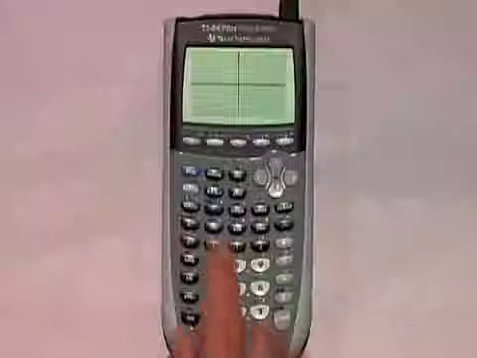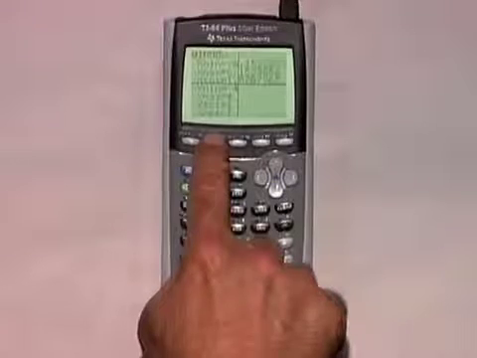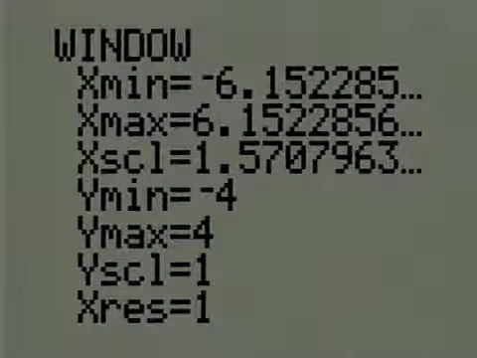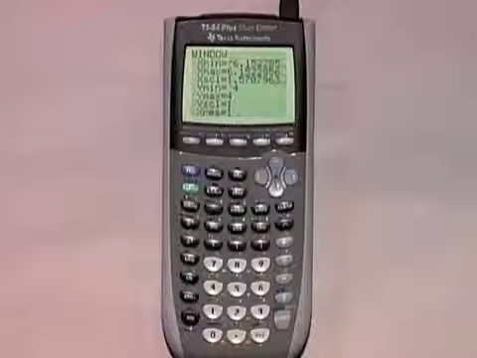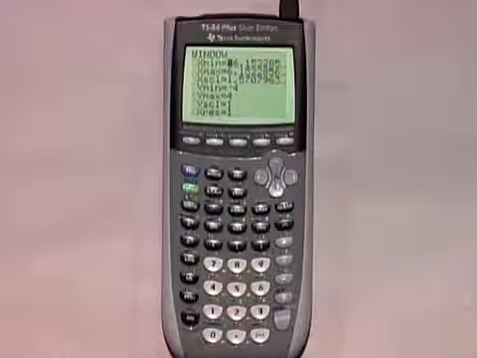Now, we see a blank graph here, but if I now hit the window key right here, we'll see that now the computer has automatically set it up to go from -2 pi, which of course is the -6.15, etc., to +2 pi for the x values. The scale, which looks like 1.57, that's really pi divided by 2. Then we have the y min and y max at -4 and 4, and the y scale is at 1.